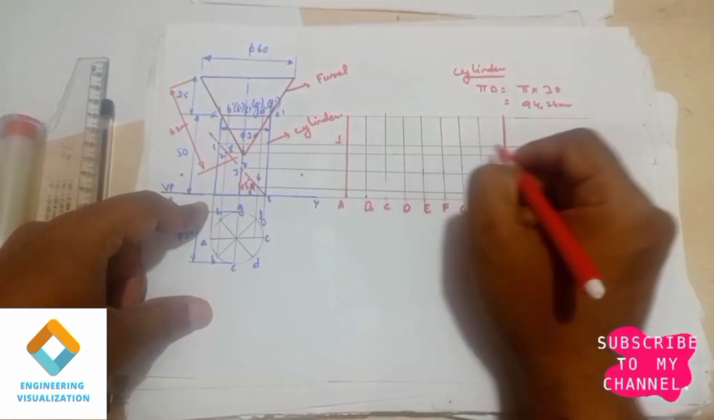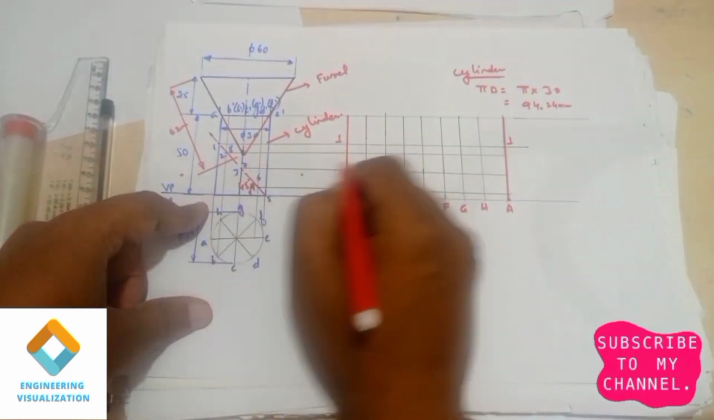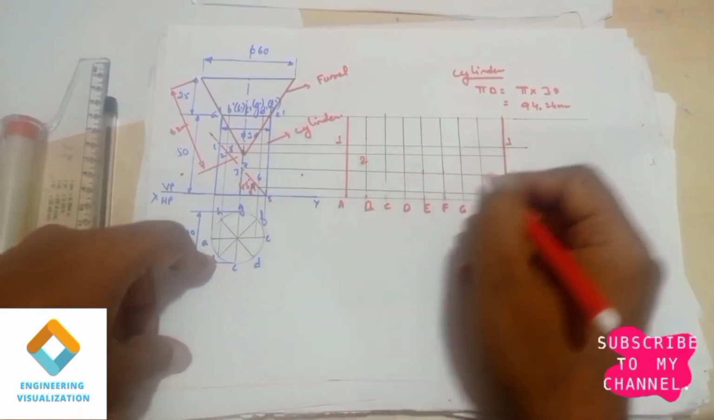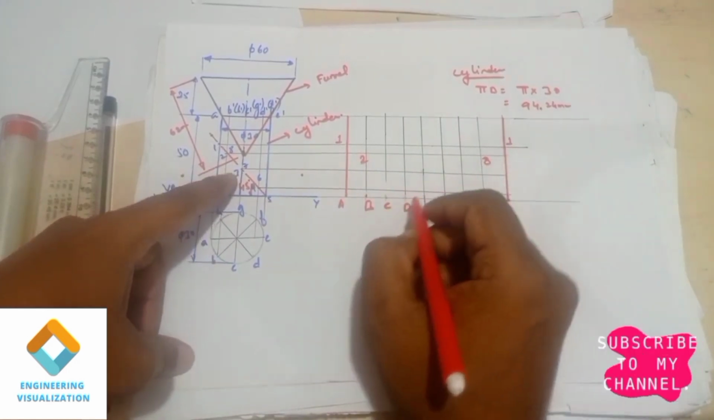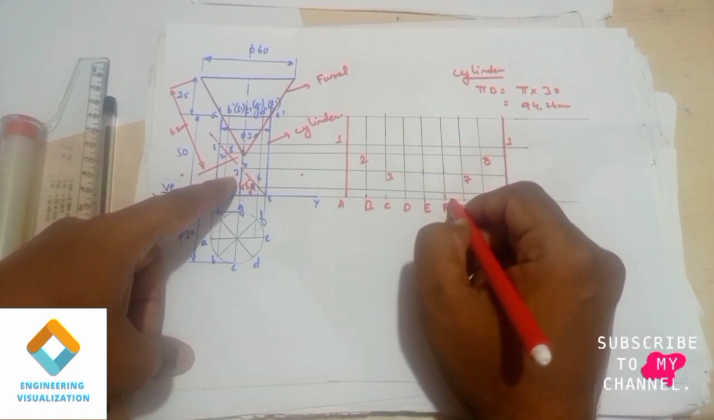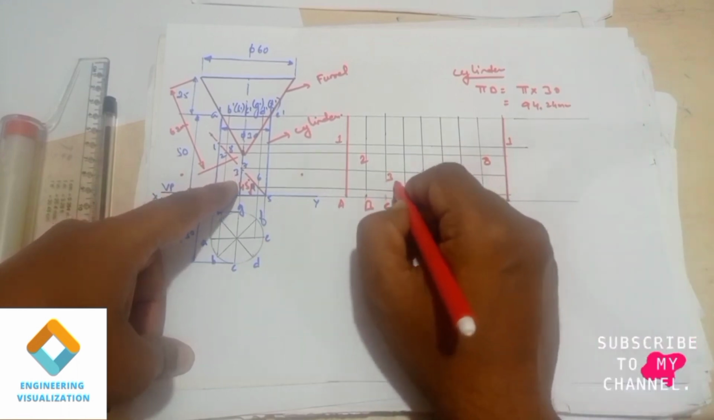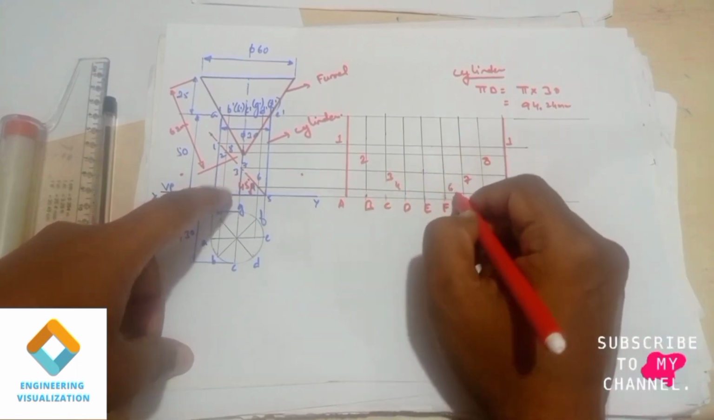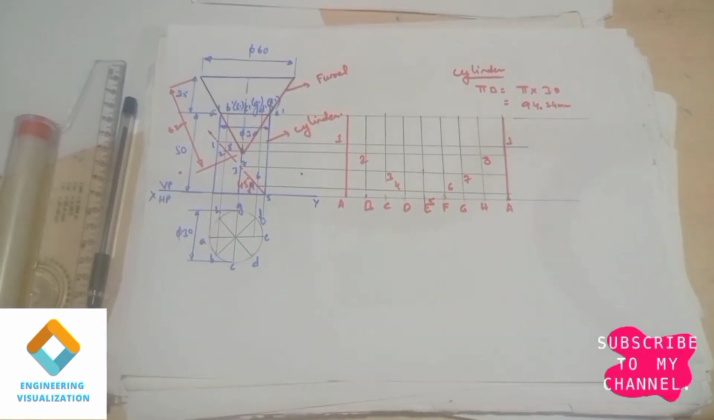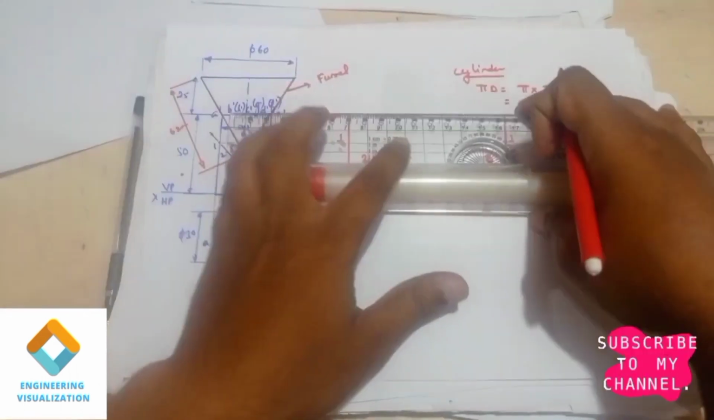This is point number 1 here, on the vertical edge of A. Now it is 2, on the vertical edge B, and 8 on the vertical edge H. Same way 3 on C and 7 on G, and then 4 on D and 6 on F, and then 5. Now we need to connect it using a curved line because this is a cylinder.